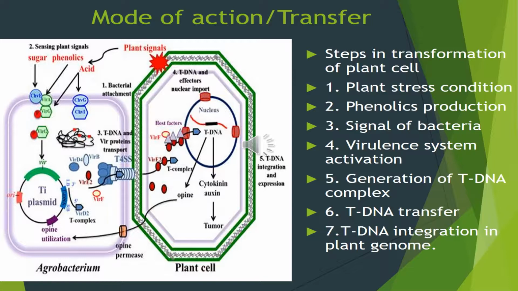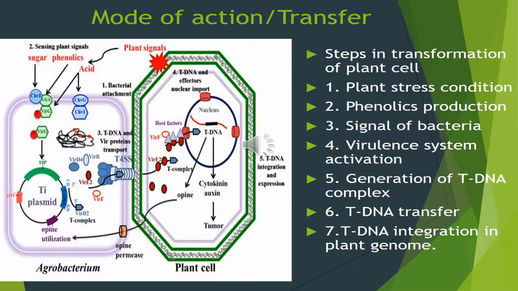The integration of the tDNA in the plant genome depends on the specific sequences that are located on the right border of the tDNA. So, if there is an absence of the right border of the tDNA, there won't be any tumor formation in the plant and there won't be any tDNA integration. This is the reason why the right border of the tDNA is necessary.